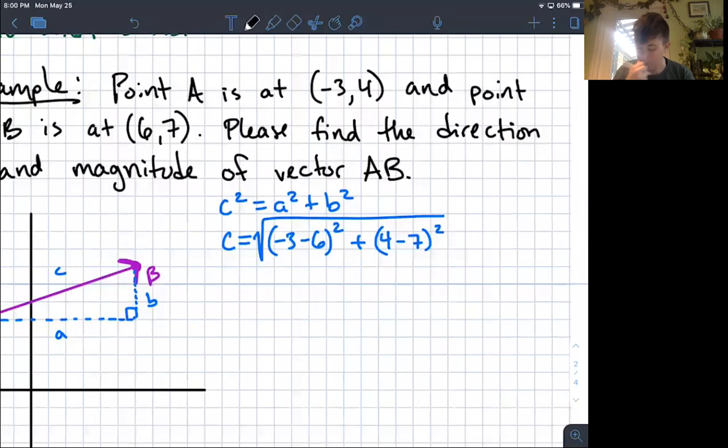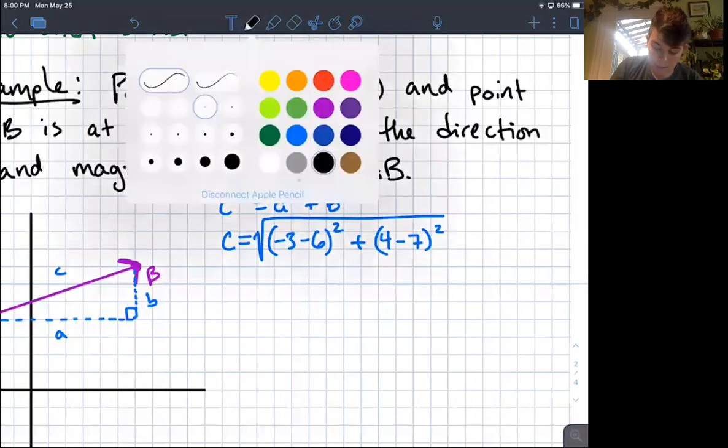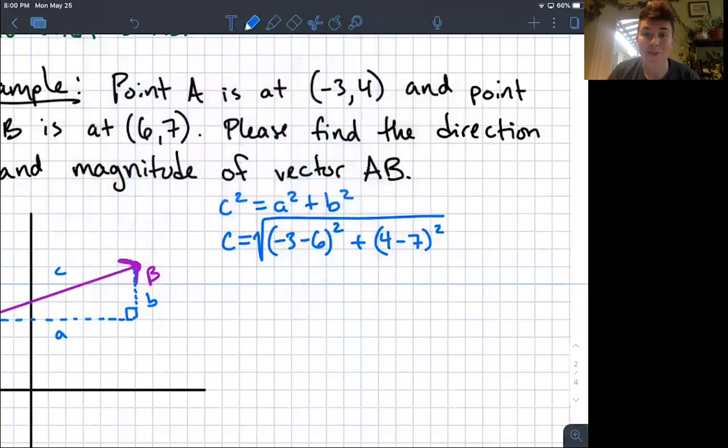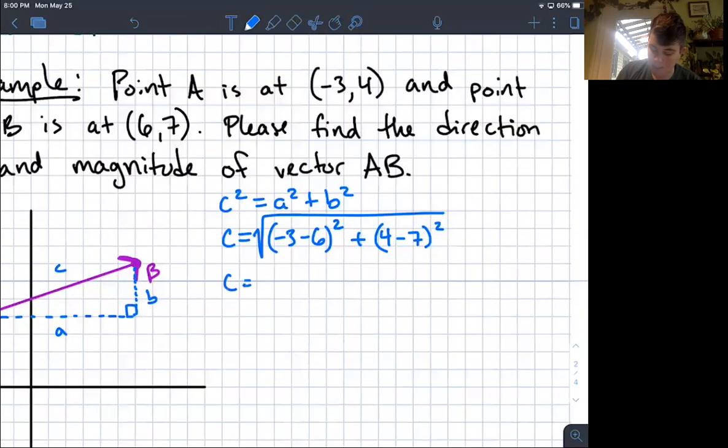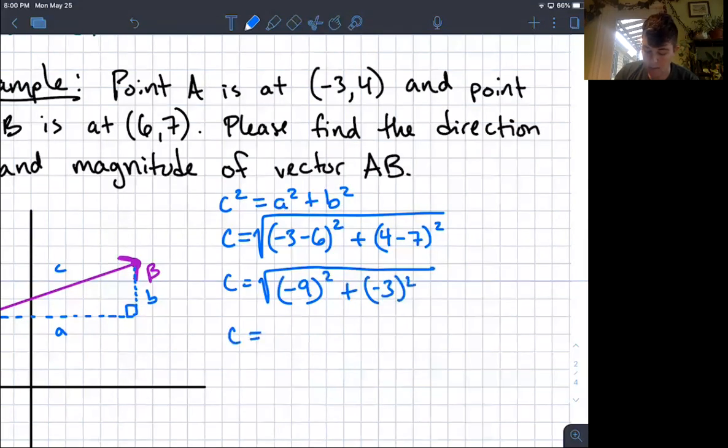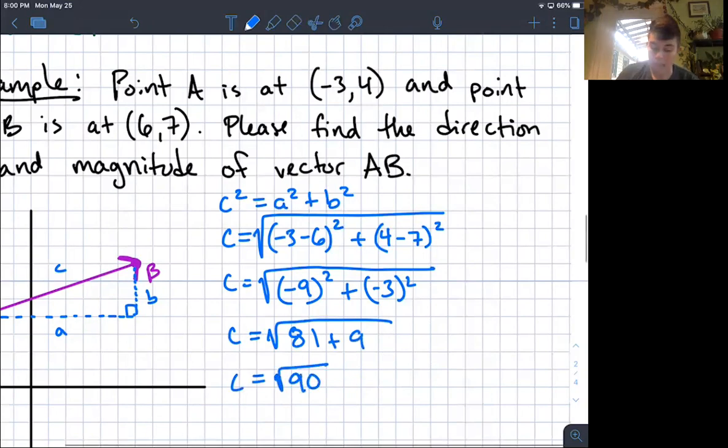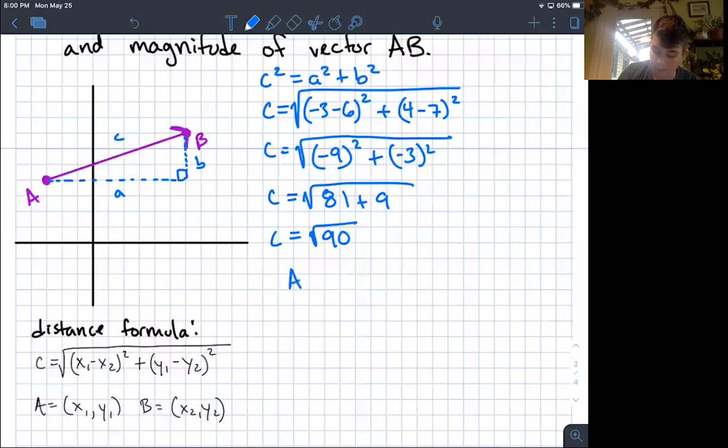So I just plugged in the actual numbers. Let's dive in and do some math. C is equal to the square root of (-3 take away 6, which is -9) squared plus (4 take away 7, which is -3) squared. That's going to be the square root of 81 plus 9, so C is equal to root 90. That's our distance. Done. So I can say very confidently that the magnitude of AB is root 90.